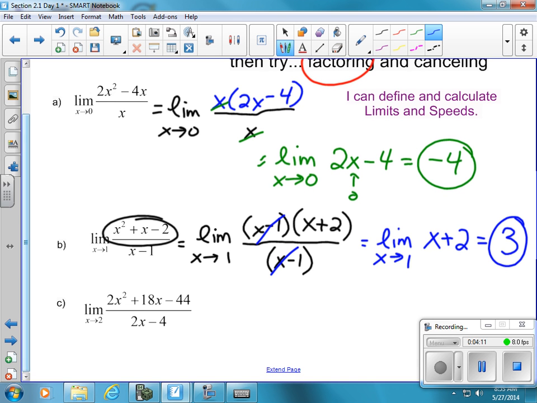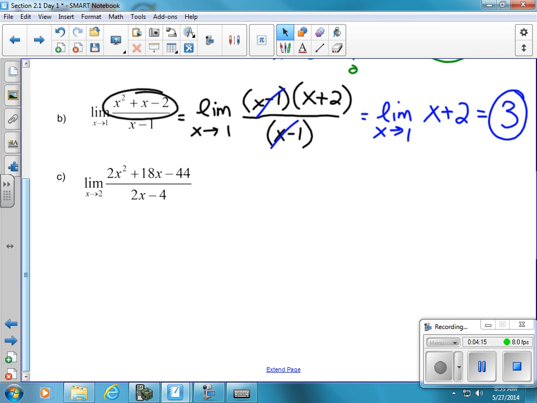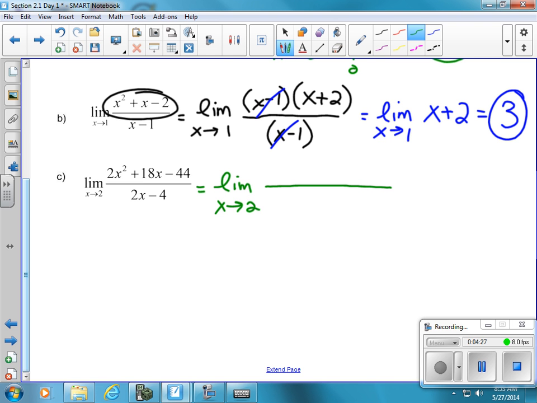Last but not least, let's do a little fancy algebra on this last problem. If I put a 2 in here, I get a 0 in the bottom. So I immediately look to see, can I do something with factoring? So the bottom, I'm going to start by factoring out a 2.